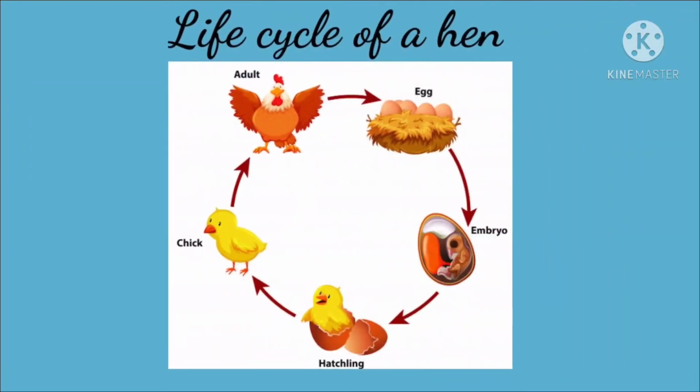Now let's have a look at the life cycle of a hen. An adult hen produces eggs. Eggs turn into embryos. The embryo leads to hatching of an egg, meaning breaking down of the egg, and the baby comes out, and then that baby becomes a chick and then an adult. So this is how the life cycle of hens or chicks keeps on going.